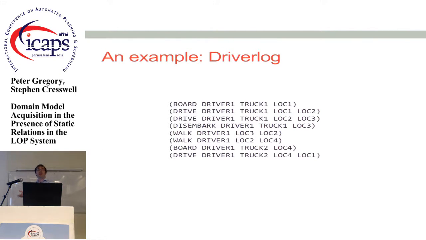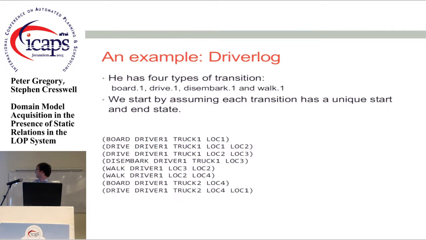Okay, so here's an example from driverlog. This is an example action trace, and luckily in this example, the driver's in all of the actions, so let's just consider the driver. Okay, there's 4 types of transition for the driver. So there's board.1, drive.1, disembark.1, and walk.1. So the .1 refers to its position in the argument list of the actions. Okay. So what we're going to do, we're going to build a state machine incrementally that represents this driver.